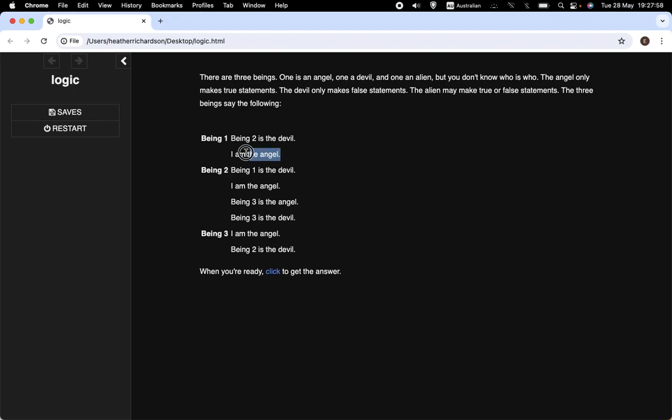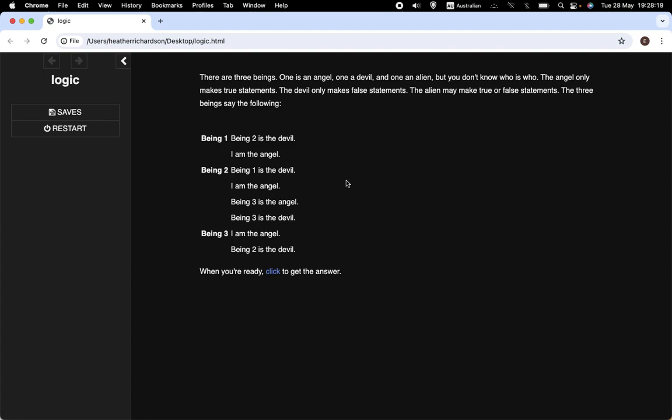The order of the statements doesn't matter, by the way. Being 2 is the devil followed by I am the angel is logically the same, in this context, as I am the angel, being 2 is the devil. So they both say that being 2 is the devil.